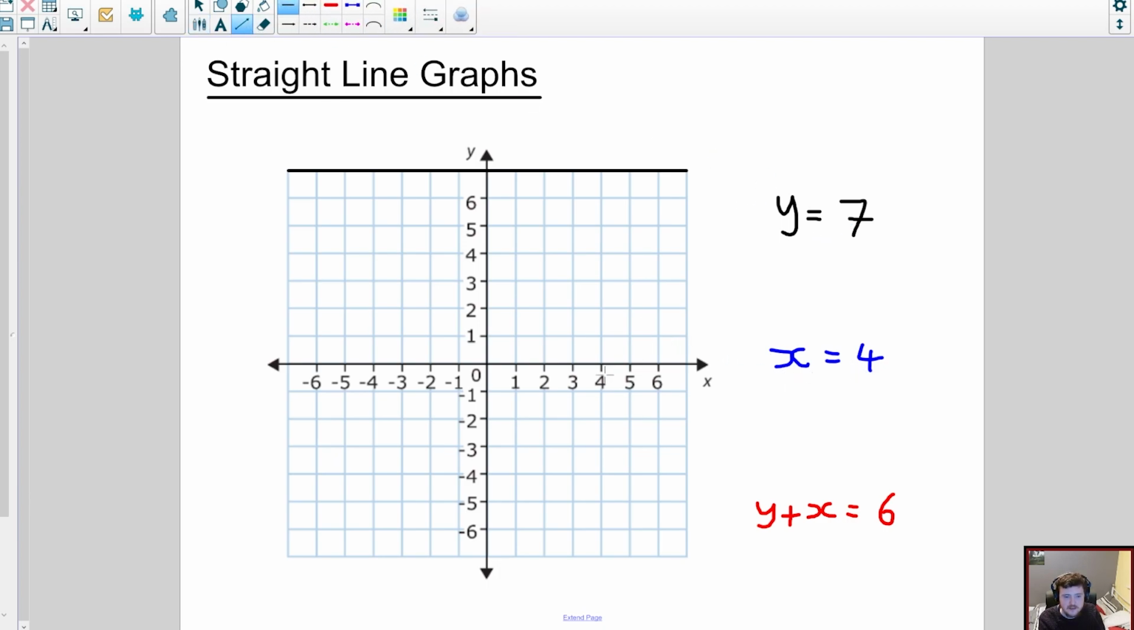Opposite here, x equals 4. So we're going to put a line straight down from here.